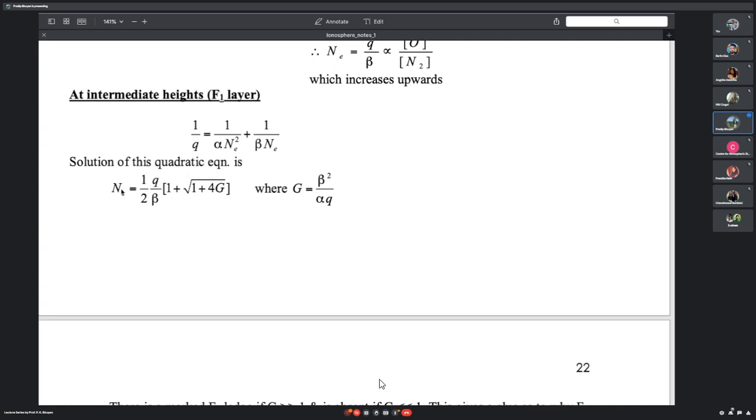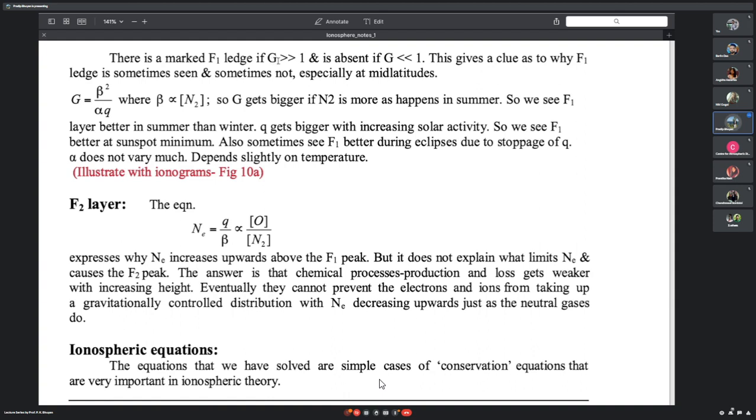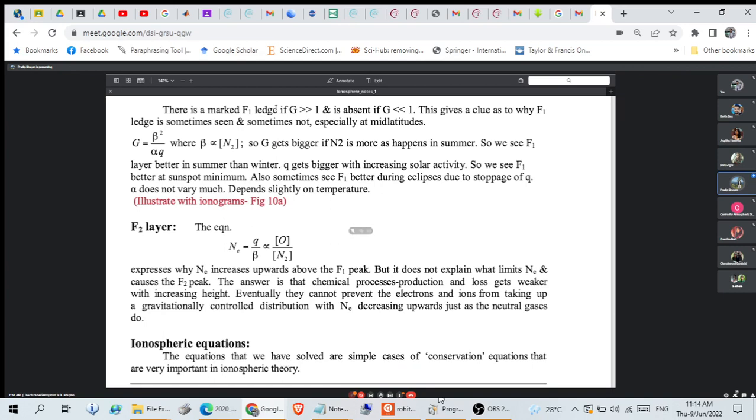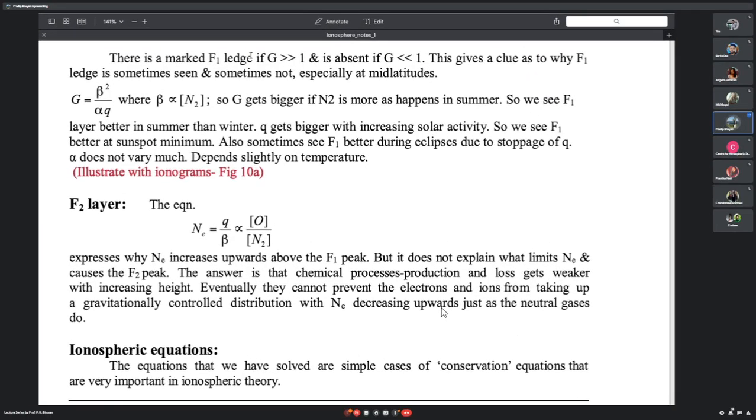So if we have a large Z, then you get a marked F1 ledge. Ledge means, if you remember the profile, normally from E to F2, it is a smooth parabolic, okay? But if F1 is present, then you get a kind of a small bulge that is increasing the number density within the F1 layer, and that is called that ledge. Ledge means a kind of a bulge going out from the normal parabolic shape.